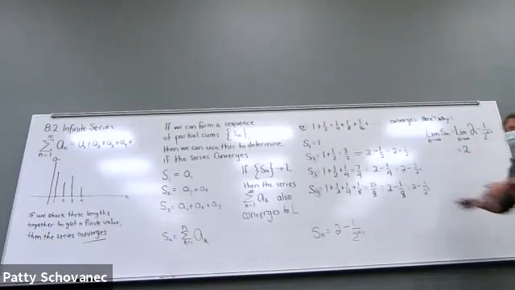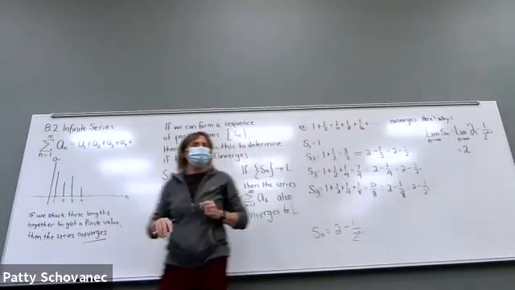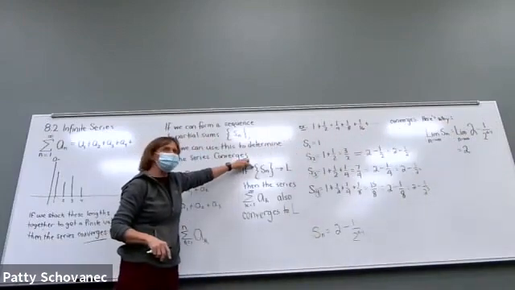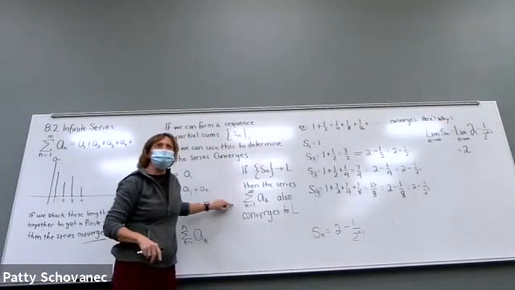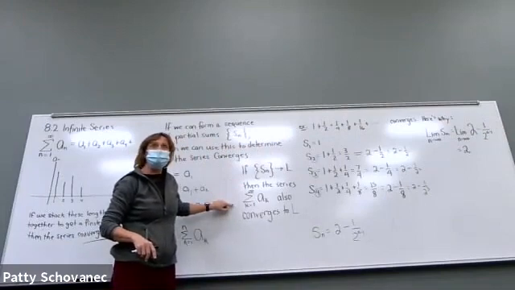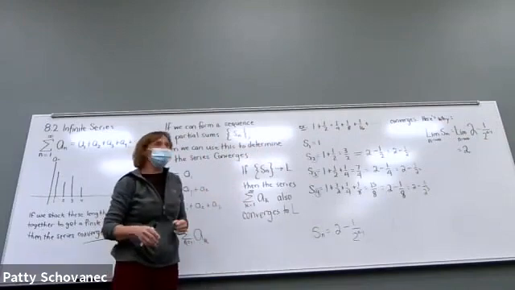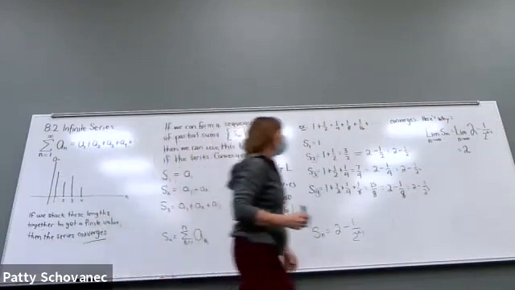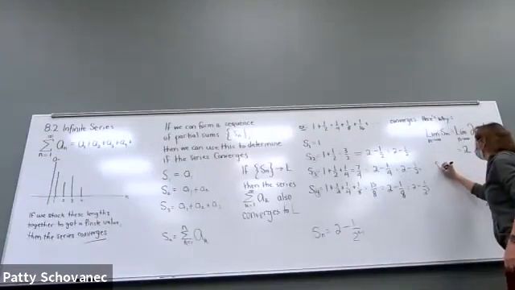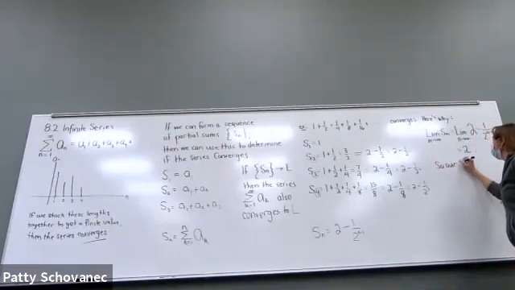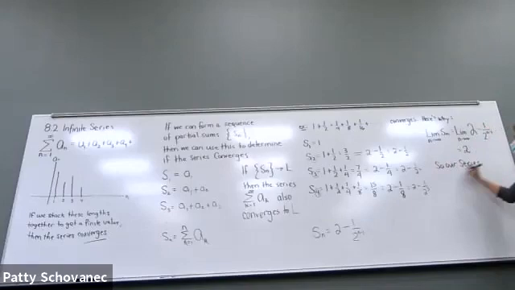And so this theorem over here says that if the partial sums have a limit, then the series converges to an infinite sum, S, which is also 2. So our series converges to 2.